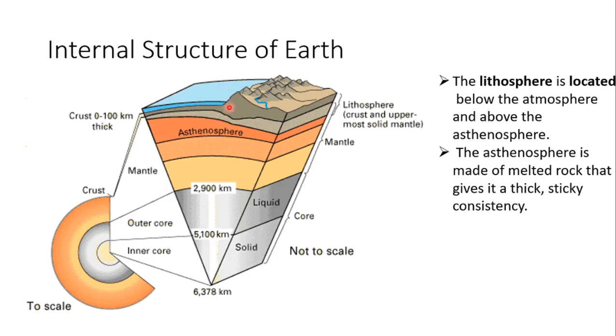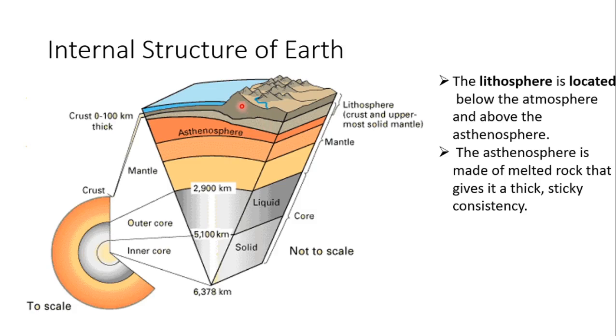This layer, together with the upper part of the upper mantle, this and this layer, they vary in depth. This layer varies in depth from 50 to 100 kilometers below the Earth's surface.